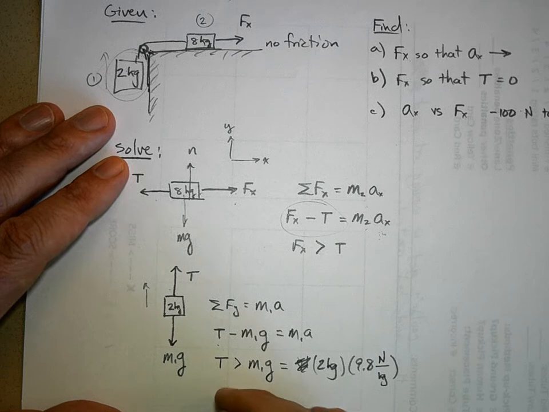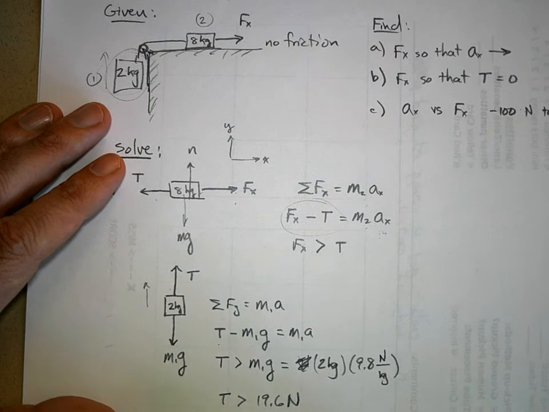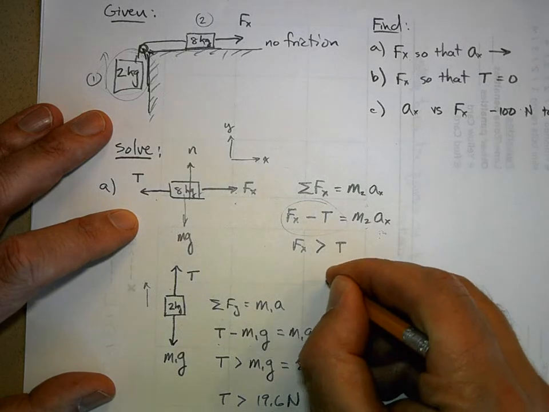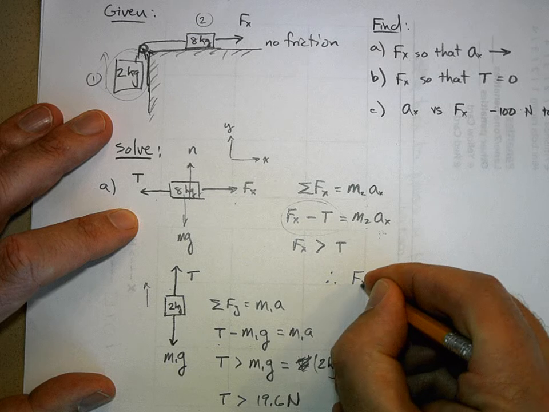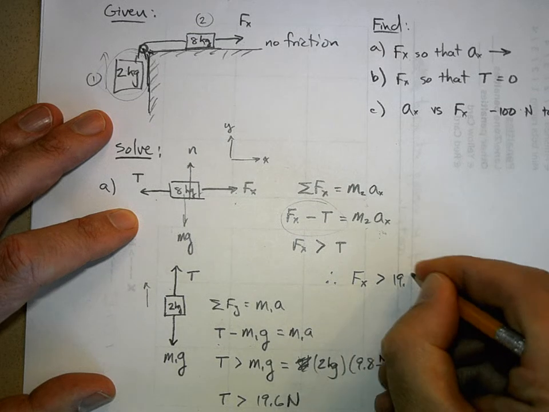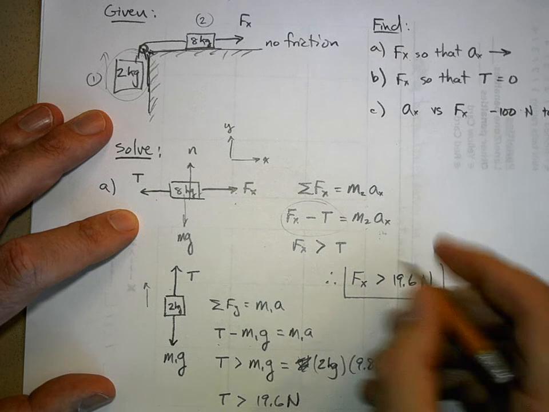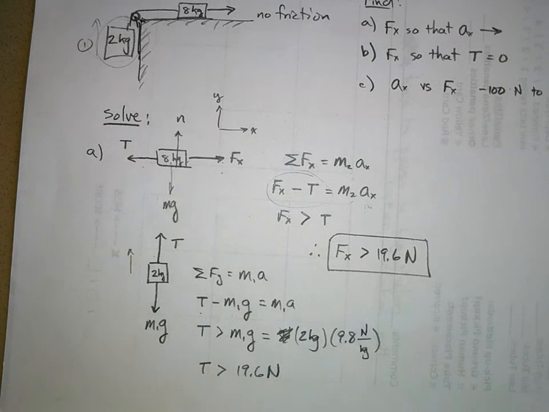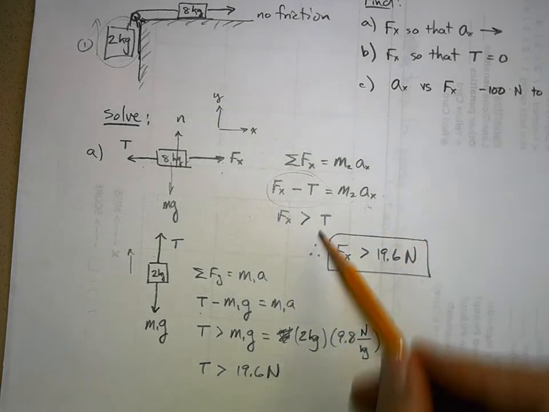So the tension force has to be greater than 19.6 newtons. And this F sub x has to be greater than that tension force. So therefore, F sub x must be greater than 19.6 newtons. So this was kind of an odd problem because you're not just going straight through math. You had to make some logical decisions about how to go from this to this and from here to here.